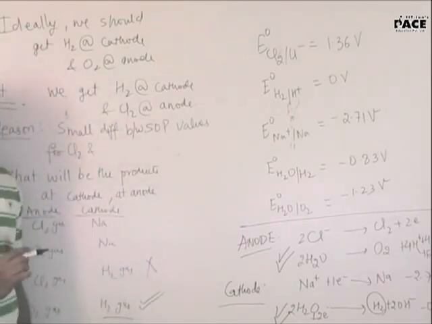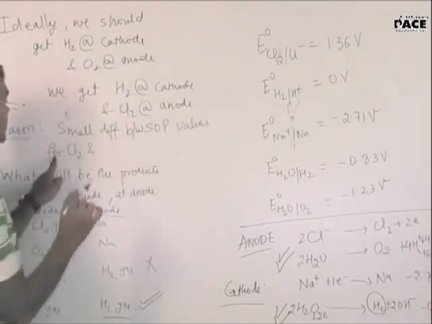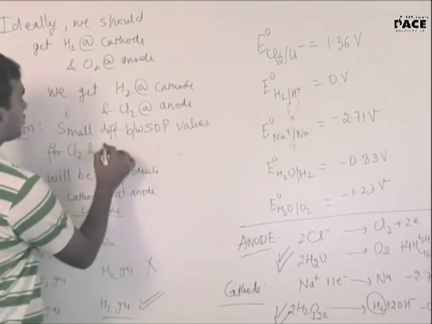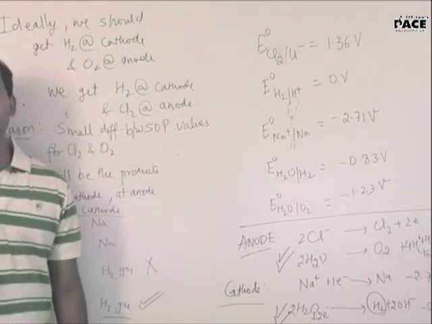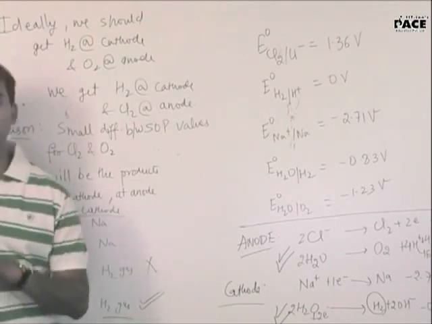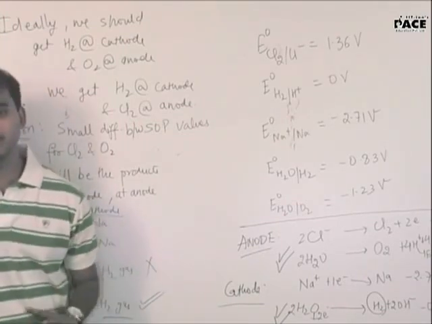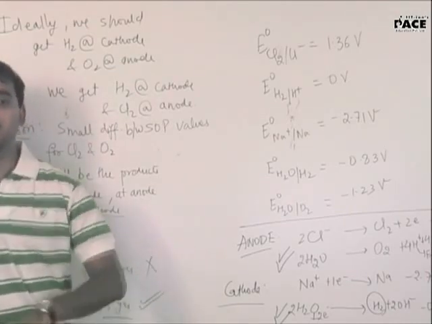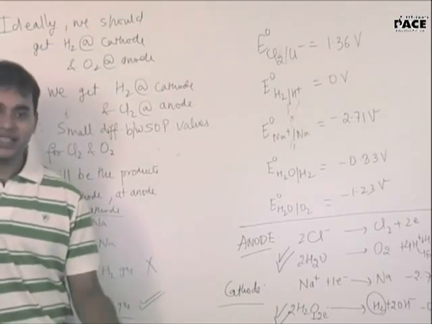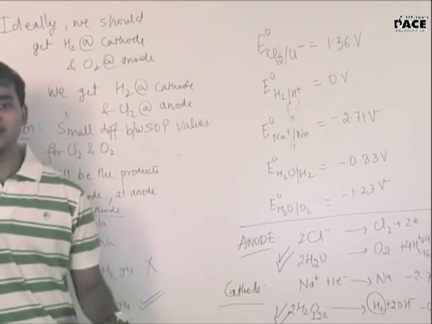See, there is a small difference between the SOP values for Cl2 and O2. First thing is this. Now due to this, what is going to happen? See, there is something known as thermodynamics and something known as kinetics. What is thermodynamics? This reaction will take place because it is stable. What is kinetics? This reaction will take place because it is fast.